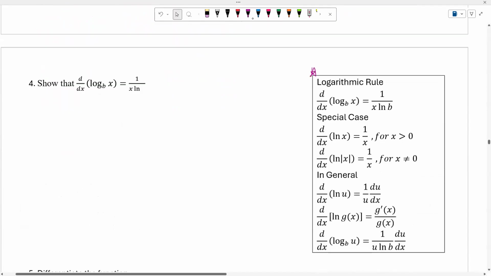Now we talk about the derivative of log. Let's see how we actually show that the derivative of log base b of x is equal to 1 over x natural log of b. I need to check my handouts now. Then let's see how we work out this problem.